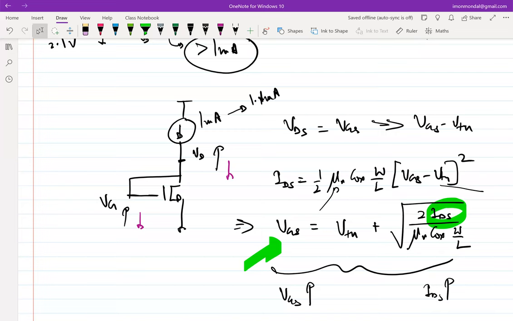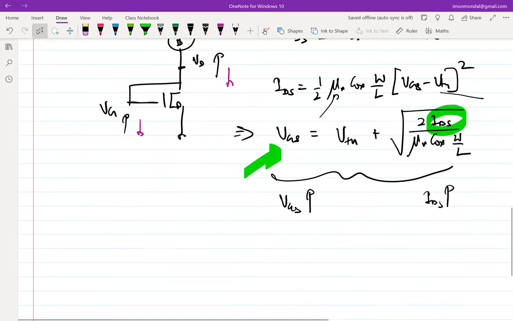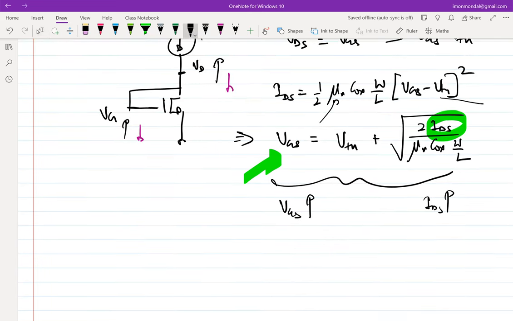So now let's assume that your threshold voltage changed, from 1 volt. In this case, let's say IDS was 1 milliamp and threshold voltage was 1 volt. So your VGS was 2 volt. 2 volt was getting balanced by 1 volt plus the square root term, and this was supposed to be 1 volt. This is how it was getting balanced. But let's say IDS increased from 1 milliamp to 1.1 milliamp.